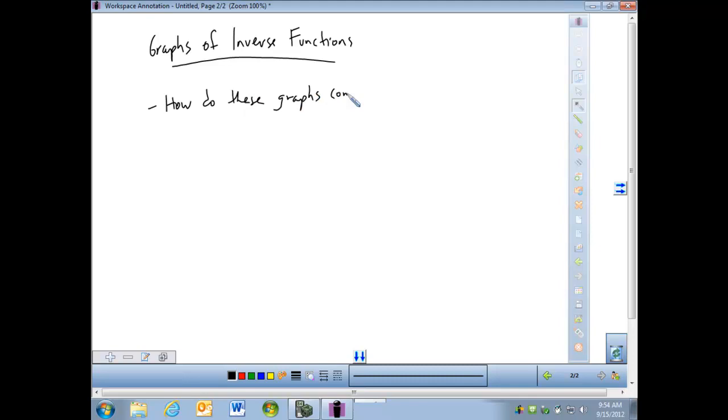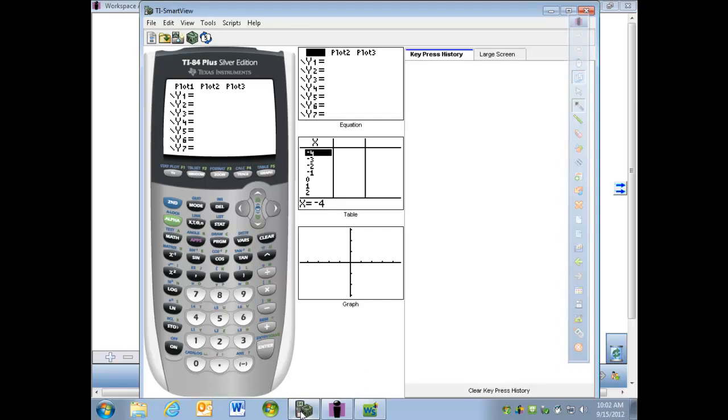And maybe you'll graph them before you do any algebra work and be able to tell right away whether it's an inverse function or not. So this is just a different way to look at inverse functions. Instead of algebraically, we'll look at it graphically now. So we'll start by putting in a couple functions that I know are inverses of each other.